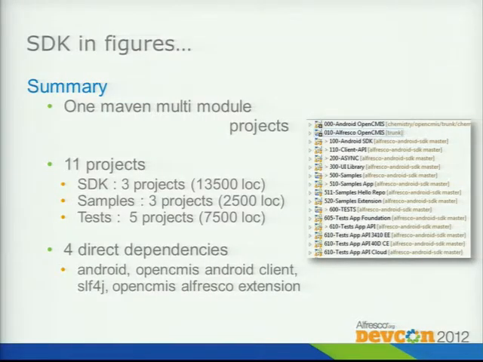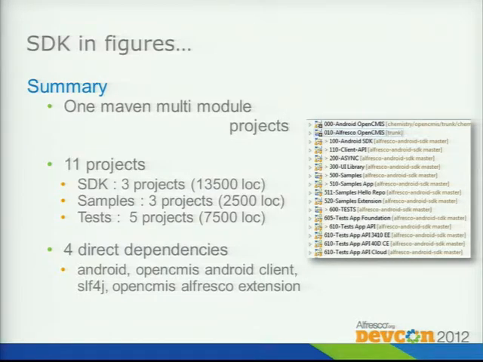So, the SDK in figures. The SDK is not one project. It's what is called a Maven multi-module project. So it's 11 projects. The core SDK is just 3 projects that represent nearly 13,000 lines of code. To test it, we have 5 different projects, one for each version of Alfresco: 3.4, 4.x, Cloud, Community Edition, and Public API for the Cloud.